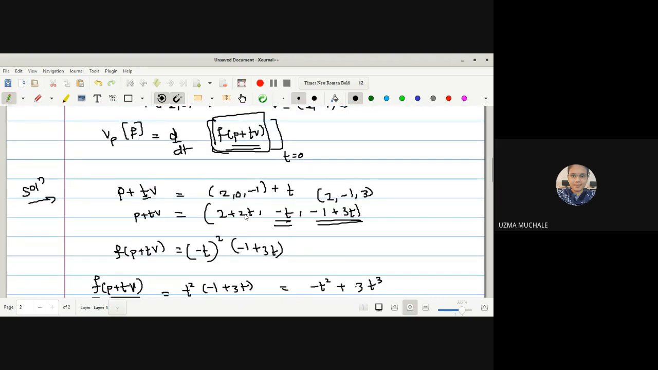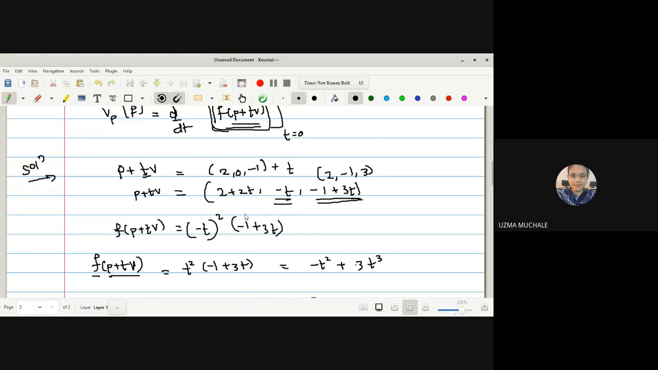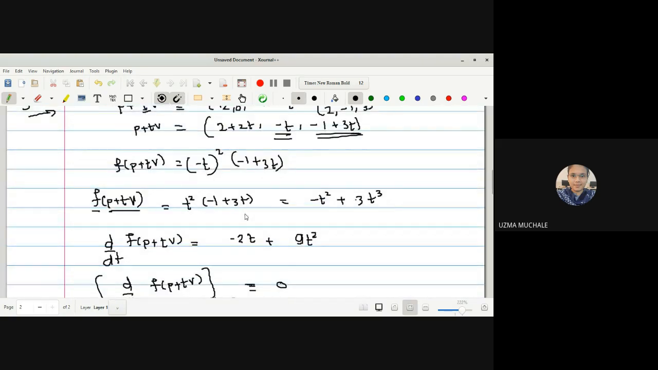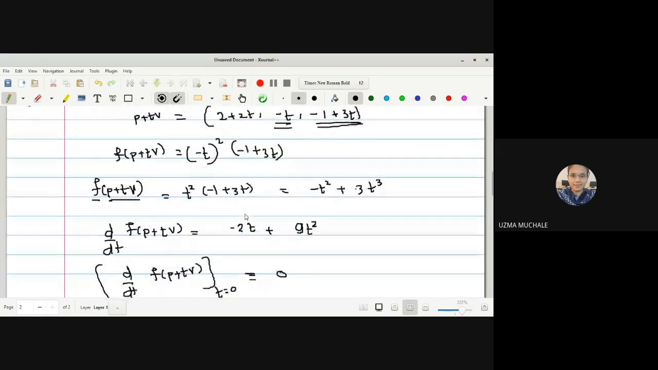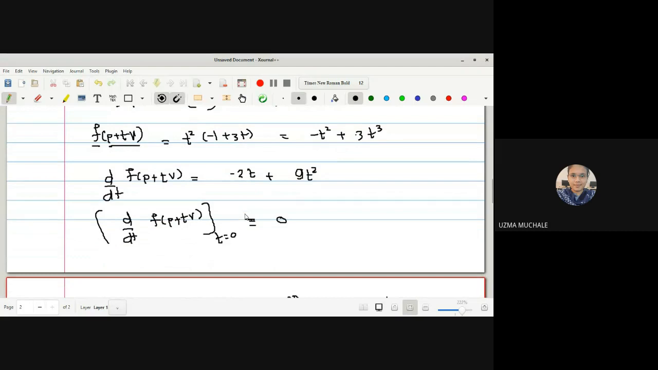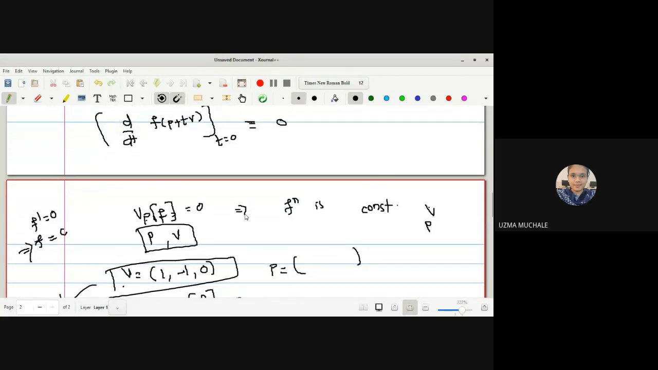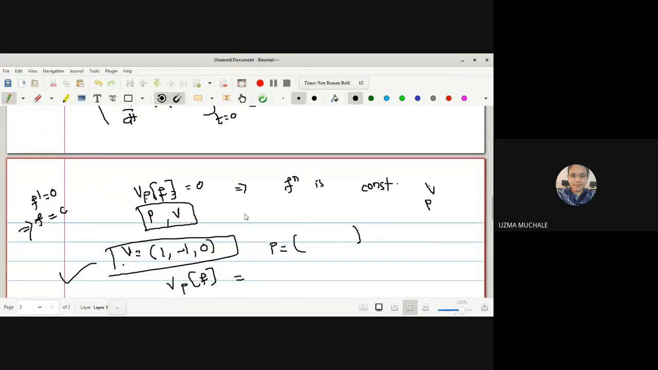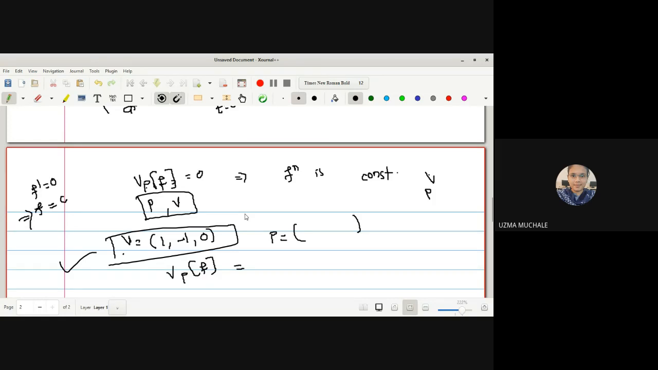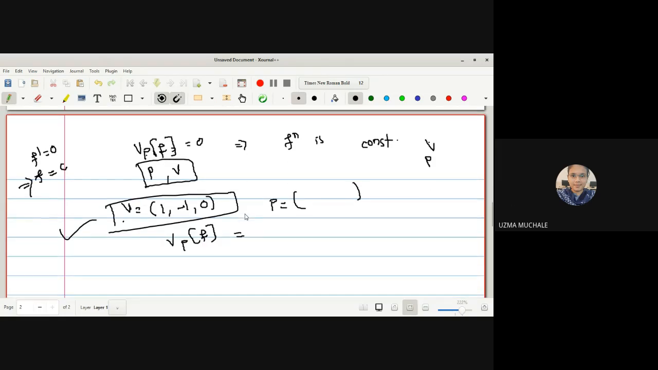What you have to do, first you have to find out P plus TV. Then find out F of P plus TV. जे काही P plus TV चे coordinate असतील, तिथे F function बघून ते coordinate use करायचे. Correct? Next, you have to find out the derivative. After finding the derivative, put t equal to 0, which means that the directional derivative of your function in the direction of v at a point p is 0, which means that your function f is constant.